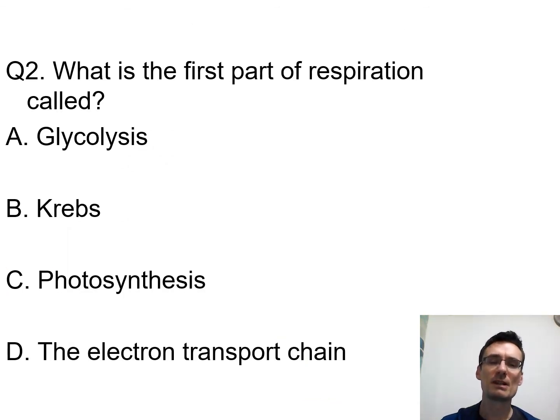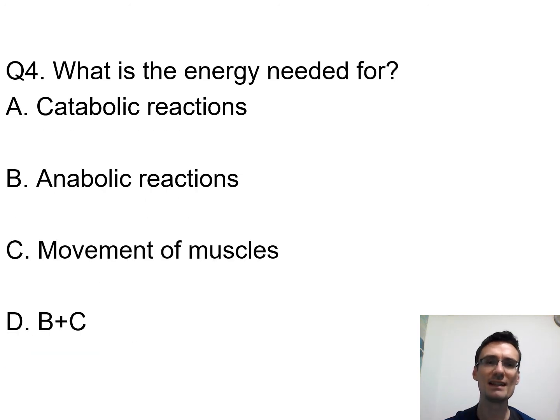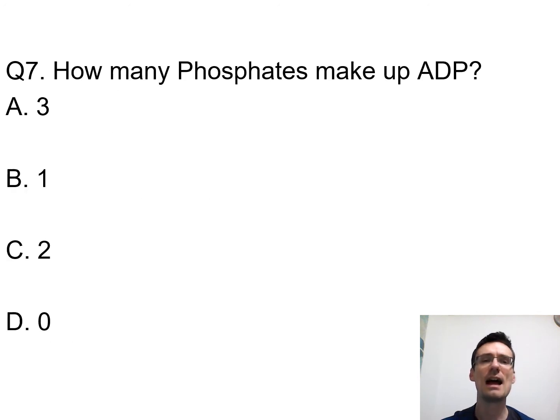Then we've got which is the first part of respiration, so you should know that is glycolysis. Where does glycolysis take place within the cell? You should know it is in the cytoplasm of the cell. What is the energy needed for? Energy is needed for both B and C, anabolic reactions and the movement of cells. What happens to glucose during the first pass of glycolysis? Glucose needs to be phosphorylated because it needs to become more reactive. And then how many phosphates make up ADP, adenosine diphosphate? That is 2.